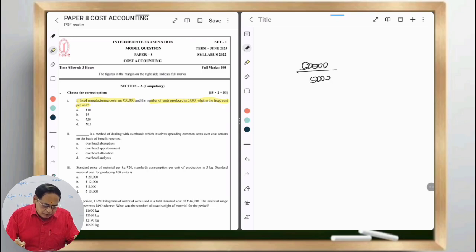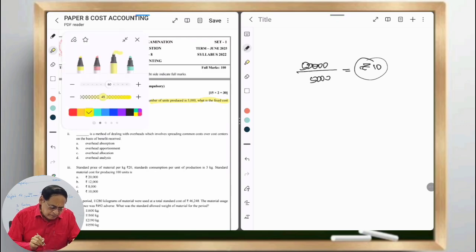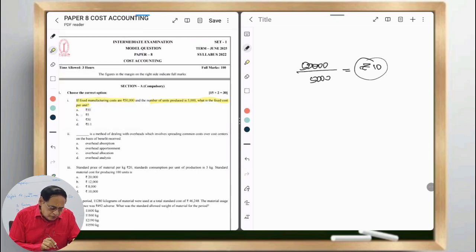5,000 is the number of units produced, 50,000 is the fixed manufacturing cost. If we divide that, how much? Rupees 10. So, fixed cost per unit is rupees 10. So, answer A is the correct answer. Please listen, make note of it. A is the correct answer.